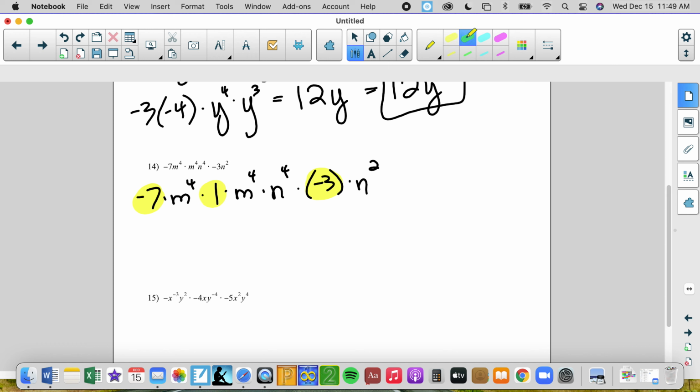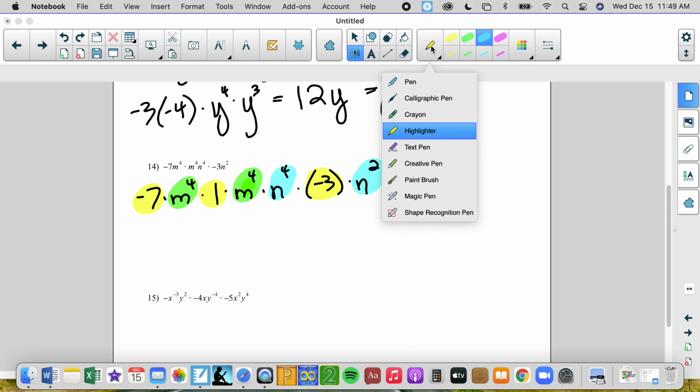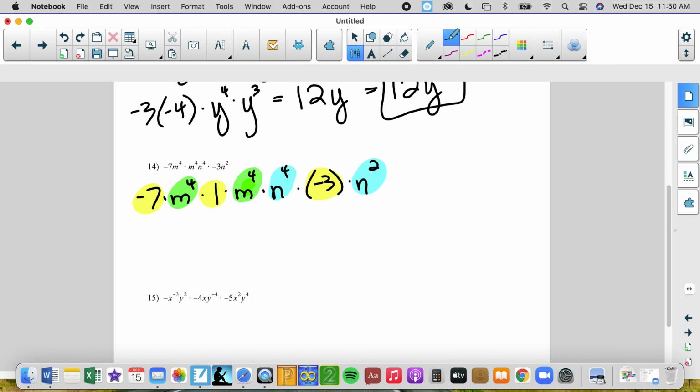Coefficient. We have an m to the 4th, an m to the 4th, and we have an n to the 4th and an n to the 2nd. So a little bit different than adding and subtracting, because these are multiplying all the way across. It's times, times, times, times, times, times. So all I'm doing is reordering so I can see what I'm multiplying: m to the 4th, m to the 4th, n to the 4th, n squared.